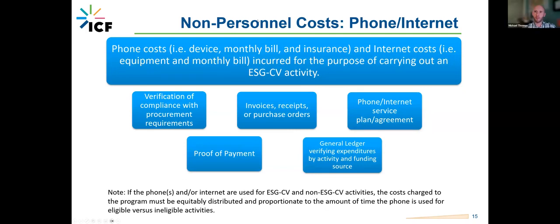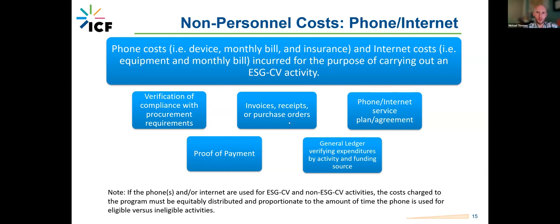All right, phone and internet. So we're talking here about phone costs and internet costs, including for phones, things like the device, monthly bill, and insurance, and then for internet, things like equipment and monthly bill, and that they are incurred for the purpose of carrying out an ESG activity. So here we are looking again for verification of compliance with any applicable procurement requirements. We're looking for the invoices, receipts, or purchase orders, the phone or internet service plan or agreement, proof of payment, and general ledger records, as always.